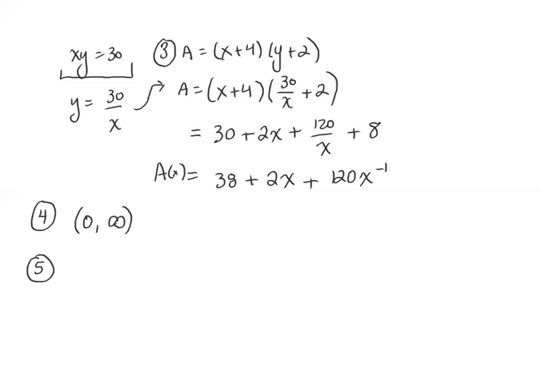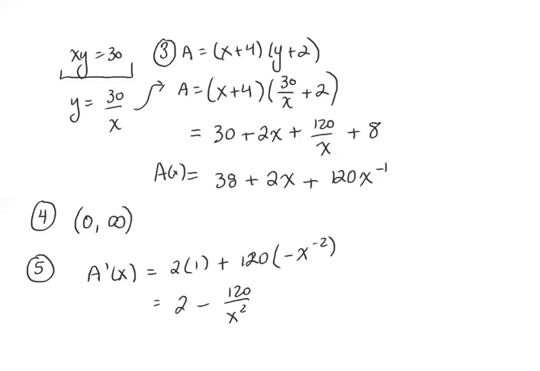Now I'm going to use calculus methods to figure out what is the value of x that will minimize the area. A prime of x, the derivative of the area function, equals the derivative of 38, which is 0, plus 2 times the derivative of x, which is 1, plus 120 times the derivative of x to the negative 1, which is negative x to the negative 2 power. I'll simplify that and get 2 minus 120 over x squared.